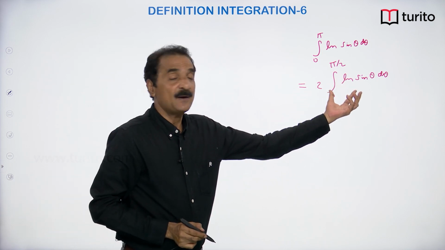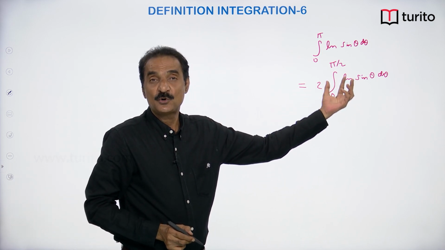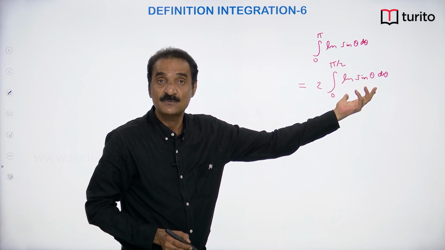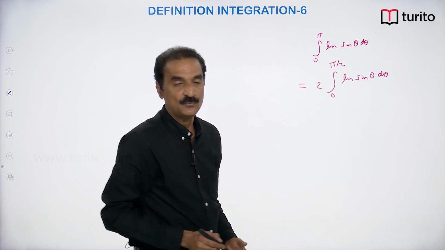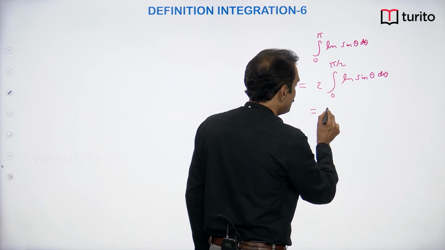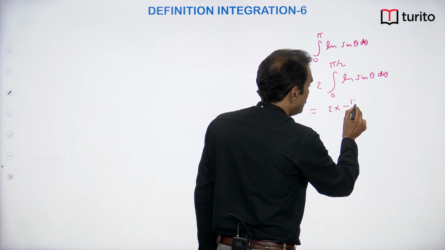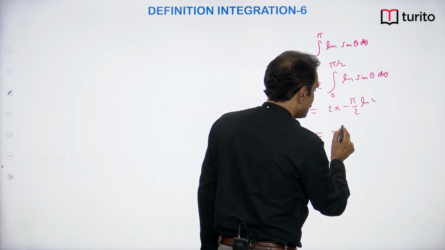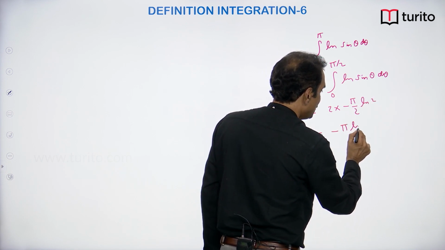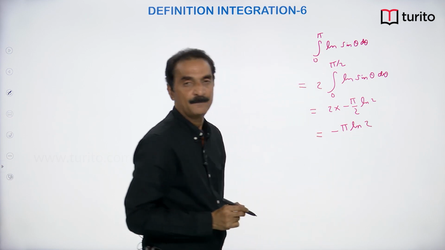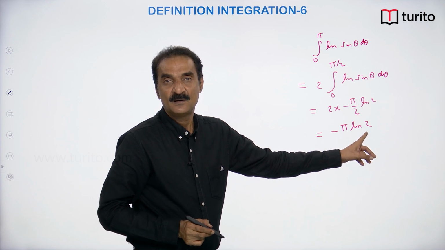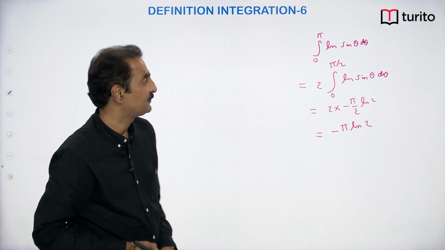This is a standard formula. Integral 0 to pi by 2 log sin x dx or integral 0 to pi by 2 log cos x dx is what? Minus pi by 2 log 2. So 2 into minus pi by 2 log 2. So it is minus pi log 2. ln 2 means logarithm to the base e, log 2 to the base e.